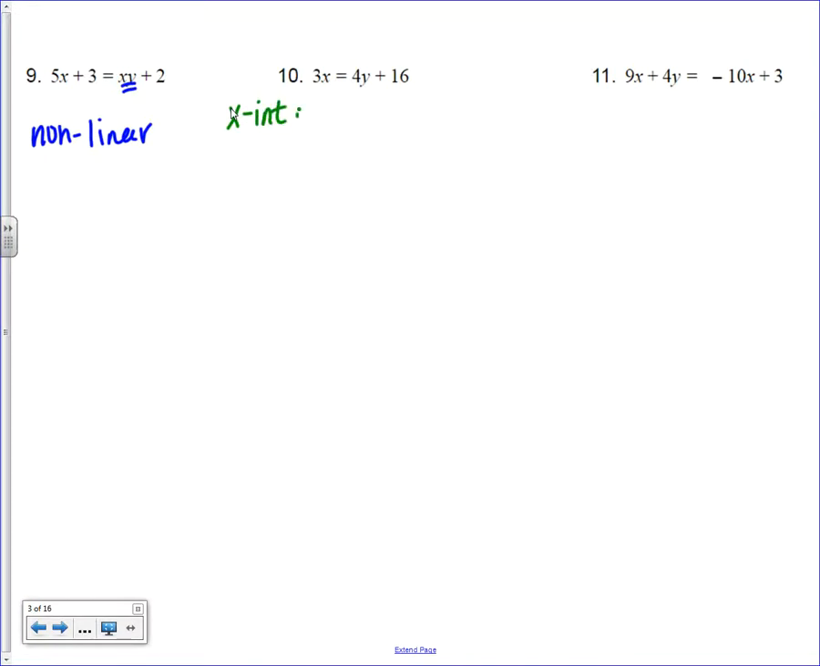Gage, what do I know about every single x-intercept? If the y is 0, where can I put the 0 in my point? First or second? Okay. If the y is 0, that's that spot right there. If I just cover that up, what's my new equation?